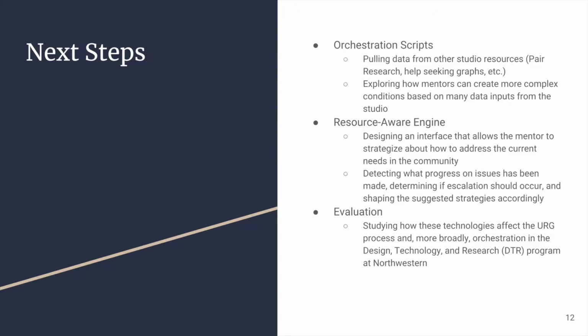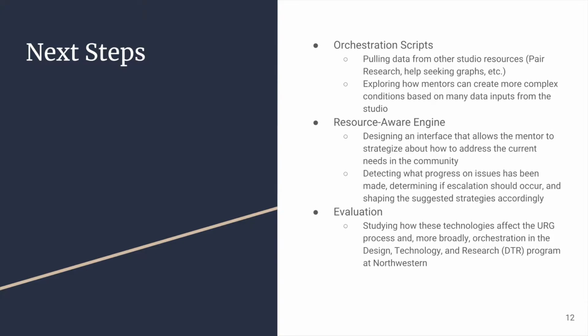So for next steps on orchestration scripts, we want to start pulling data from other resources so that we can get a fuller picture of the community and start building much more complex conditions based on many inputs of the studio. Specifically, we would look to see what different peer research matchings have occurred and how people have helped each other there, and also other help-seeking graphs that we get from end-of-quarter assessments, where each studio member says who they helped during the studio and who helped them. This might not necessarily be doing peer research, it could be outside of it as well.